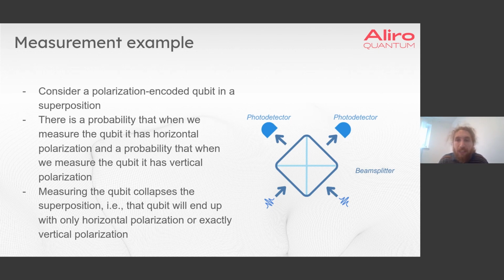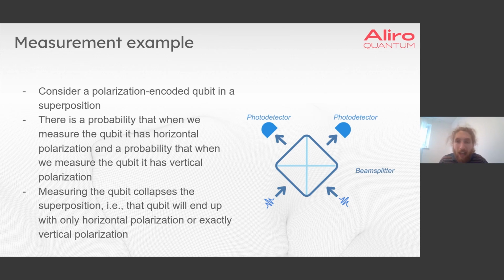Going back to our polarization encoded photonic qubit example, before measuring our photonic qubit in a superposition of the two linear polarizations, we can only know the probabilities of measuring the qubit with horizontal polarization and measuring the qubit with vertical polarization. When we measure the superposition, we can only end up with horizontal polarization or vertical polarization. We can no longer be in a superposition of the two polarizations. Even if we had two polarization encoded photonic qubits in the exact same superposition, we could get different polarizations when measuring each of them.